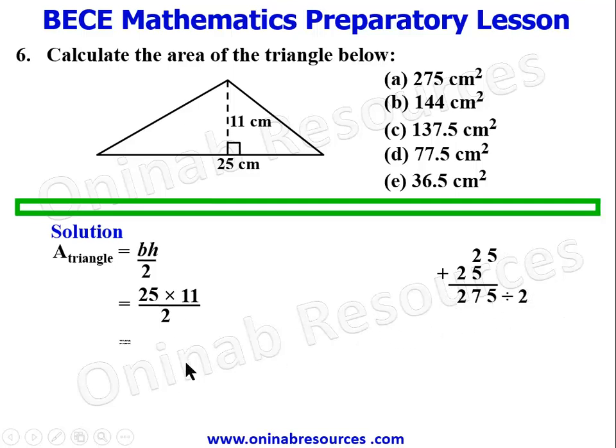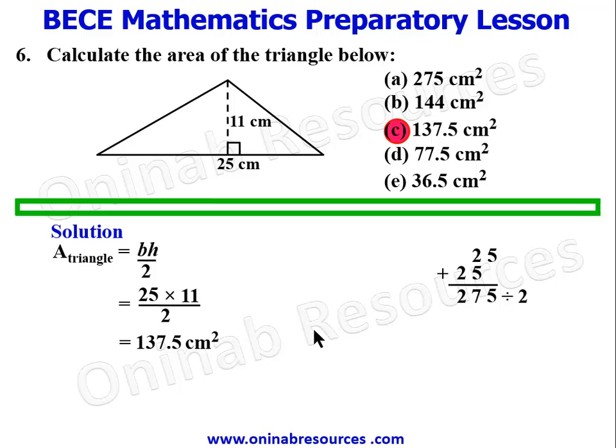2 divided by 2 is 1. 7 divided by 2 gives 3, remainder 1. That will give us 15 divided by 2 gives 7, remainder 1, and 1 over 2 is 0.5, so we have it as 0.5 squared centimeters. So the solution to this problem is 137.5 squared centimeters, which corresponds to option C, and that is the end of solution to problem 6.